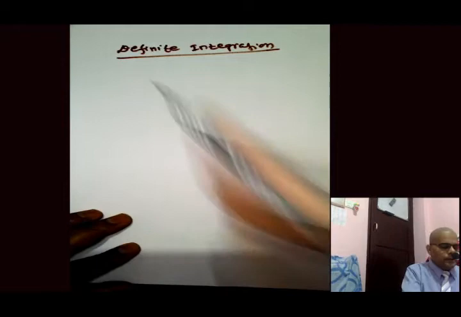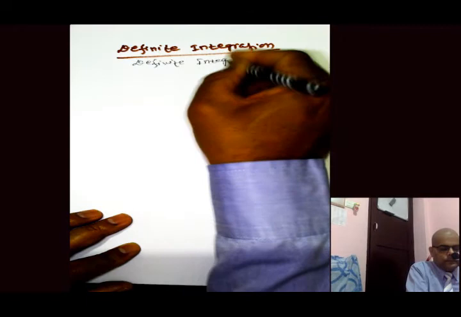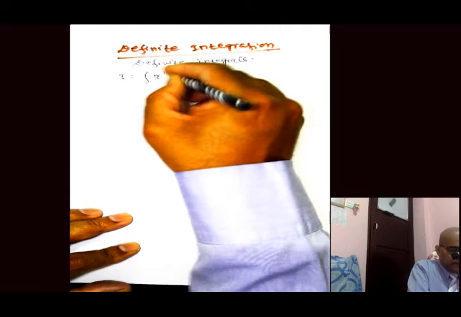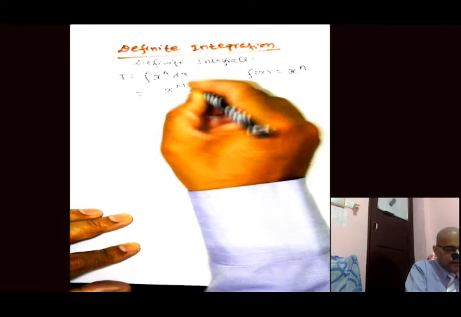We shall now discuss what definite integration is. This is also called definite integrals. In order to deal with definite integration, you should first have sound knowledge of indefinite integrals. In indefinite integrals, what we had done was the integral of x to the power n dx, where x^n is a function of x. In that case, it was x^(n+1) by n+1 plus a constant term.